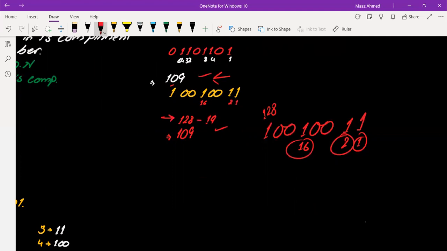Yes, sir. In the exam, it will be a choice, right? The examiner will be concerned only about the answer. You can use any of the methods. Okay, Abdullah, got that?